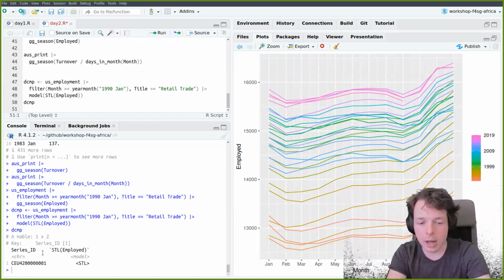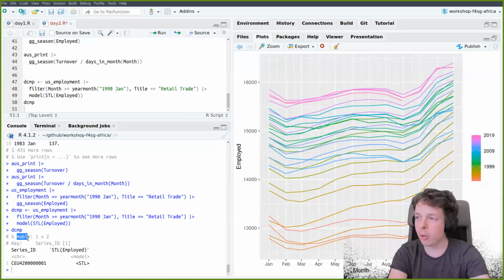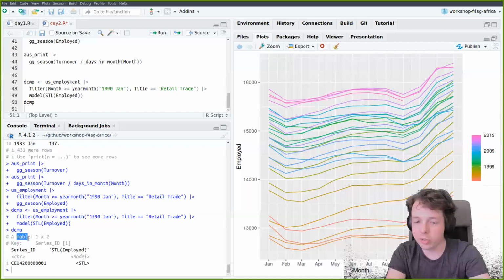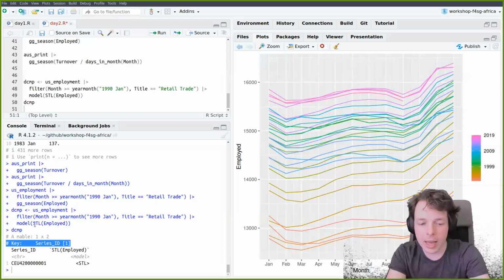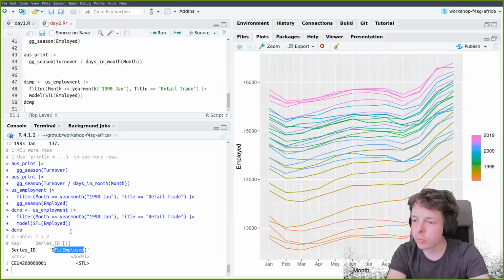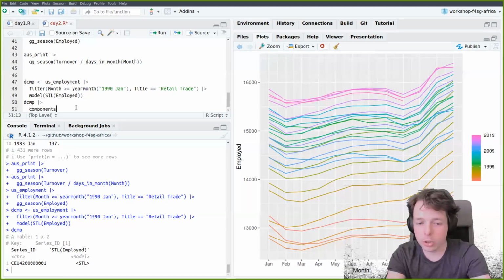So you can see I get a mable from this. A mable stands for a model table. It's very similar to a tibble, but it has the same key variables that you find in a tsibble. And the column here contains an entire model that matches this time series. And what we can do with this model is extract the components using the components function.